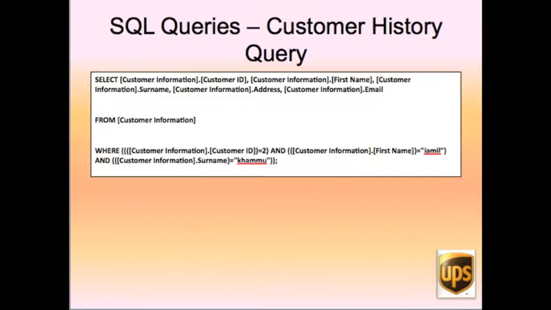The SQL statement shows that the information being used in the query is selected from the customer information table. The query uses the customer's name, surname, and customer ID to display the information required.